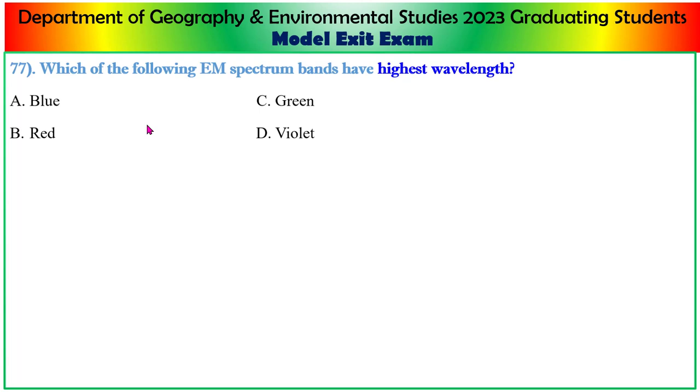As you know, the incoming solar radiation from the sun has short wavelength rays like gamma ray, x-ray, UV ray or ultraviolet ray, and medium wavelength rays like the VIBGYOR.